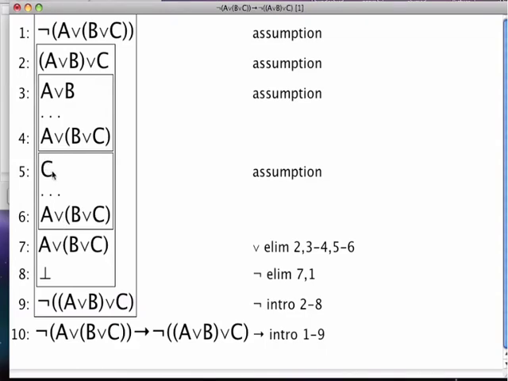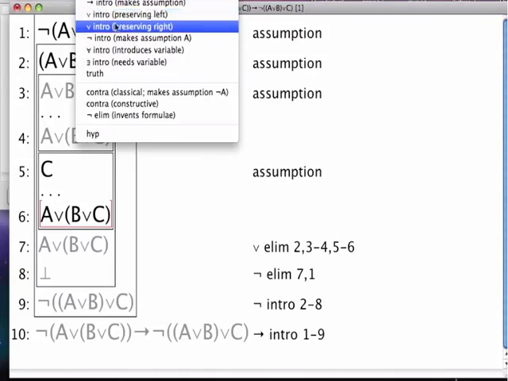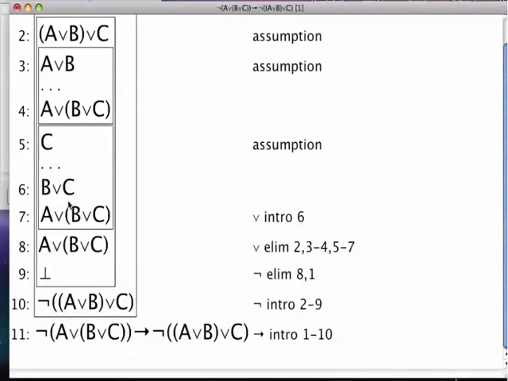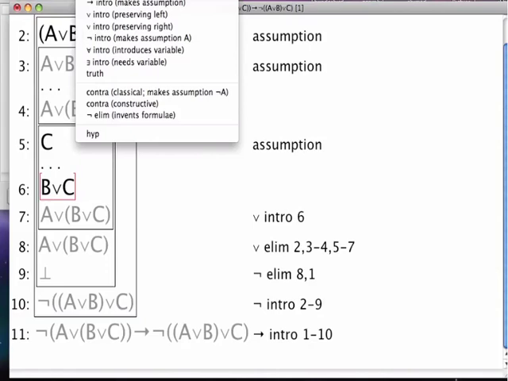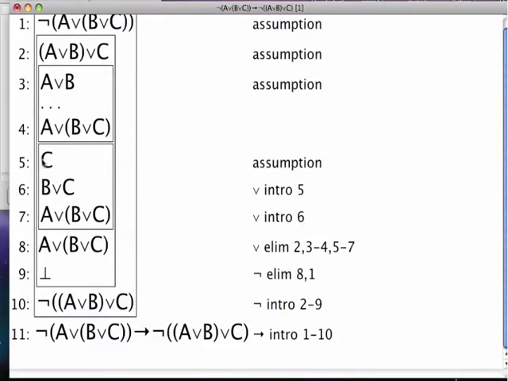Now this one we should be able to do more or less immediately, because we have C and we want to go for this. How can we do that? Let's go backwards and do this, okay, and this one we can go backwards and do introduction, preserving right. So you can clearly see how from C we can get B or C, and from B or C we get this. So far so good.